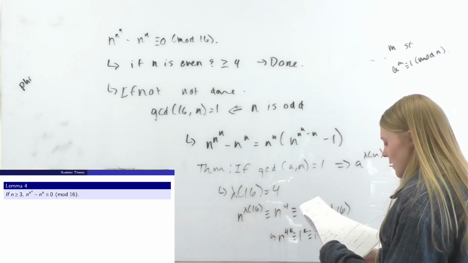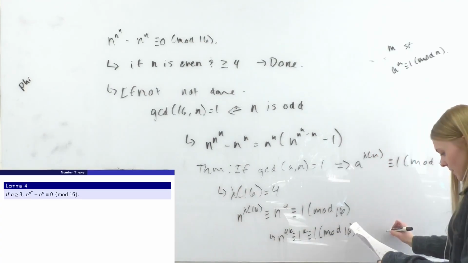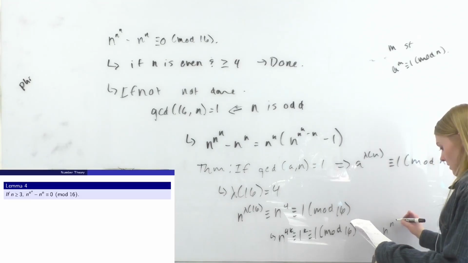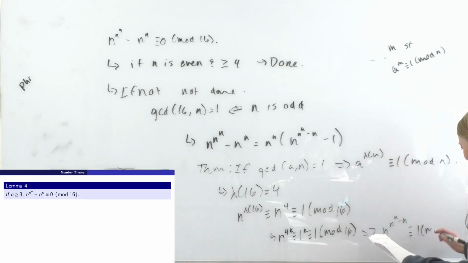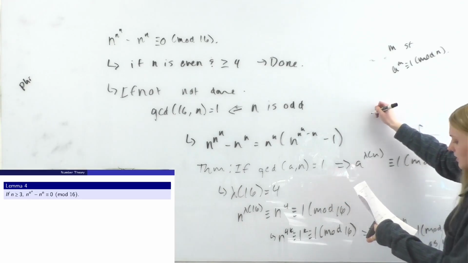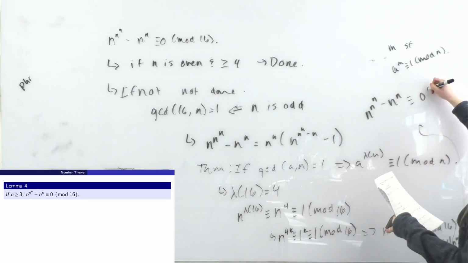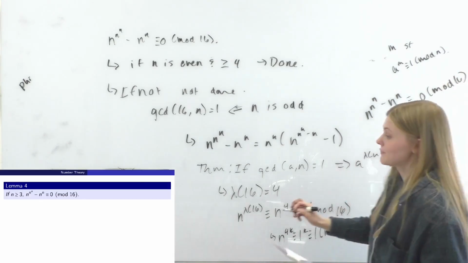So, where are we at in this? We have that n to the 4k is congruent to 1 mod 16. So we see that n^(n^n - n) is congruent to 1 mod 16, as 4 divides n^n minus n. So then we see that n^(n^n) minus n^n is congruent to 0 mod 16. QED.